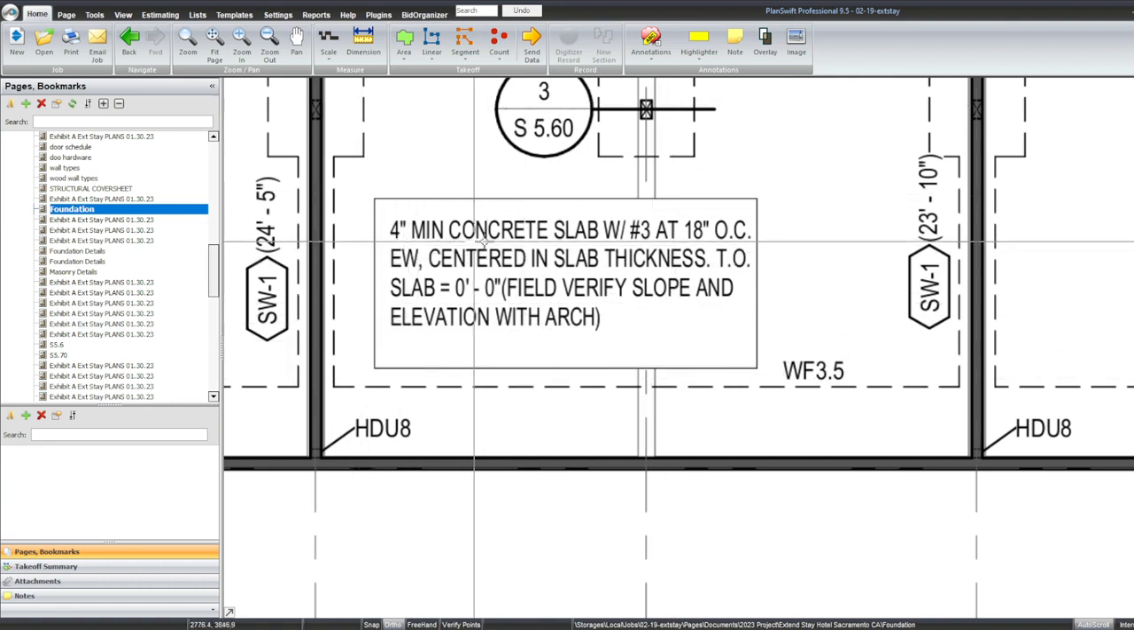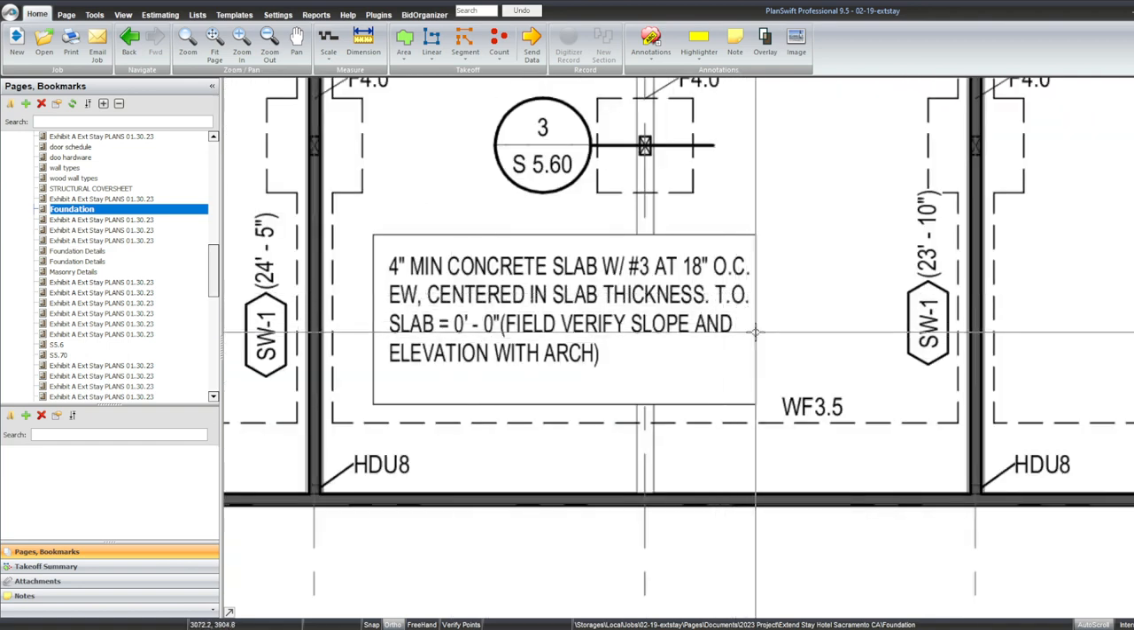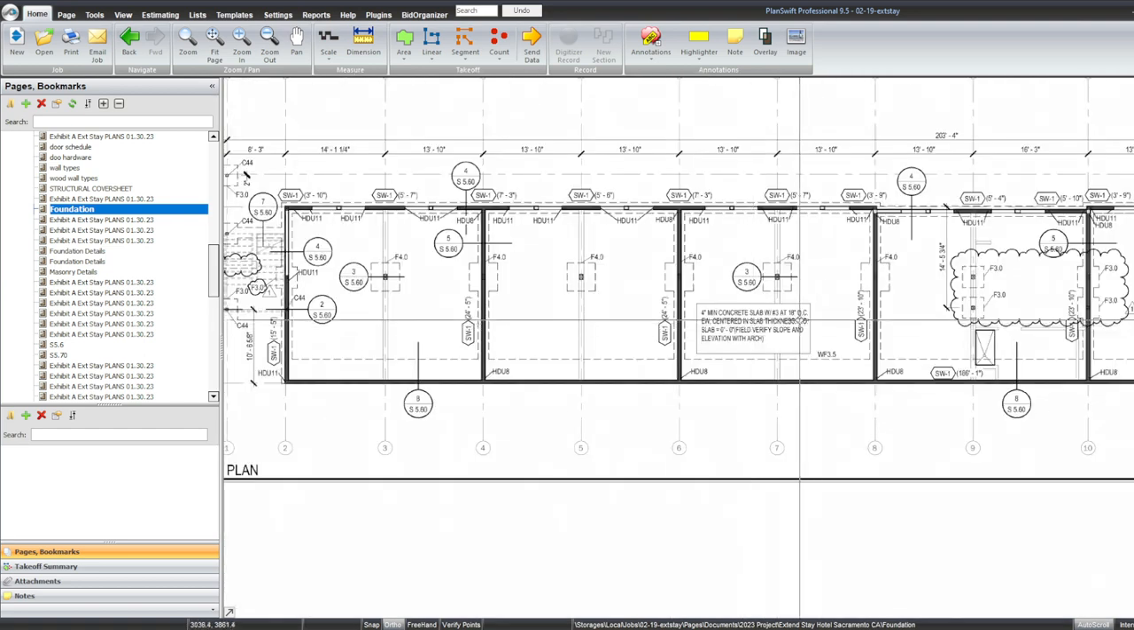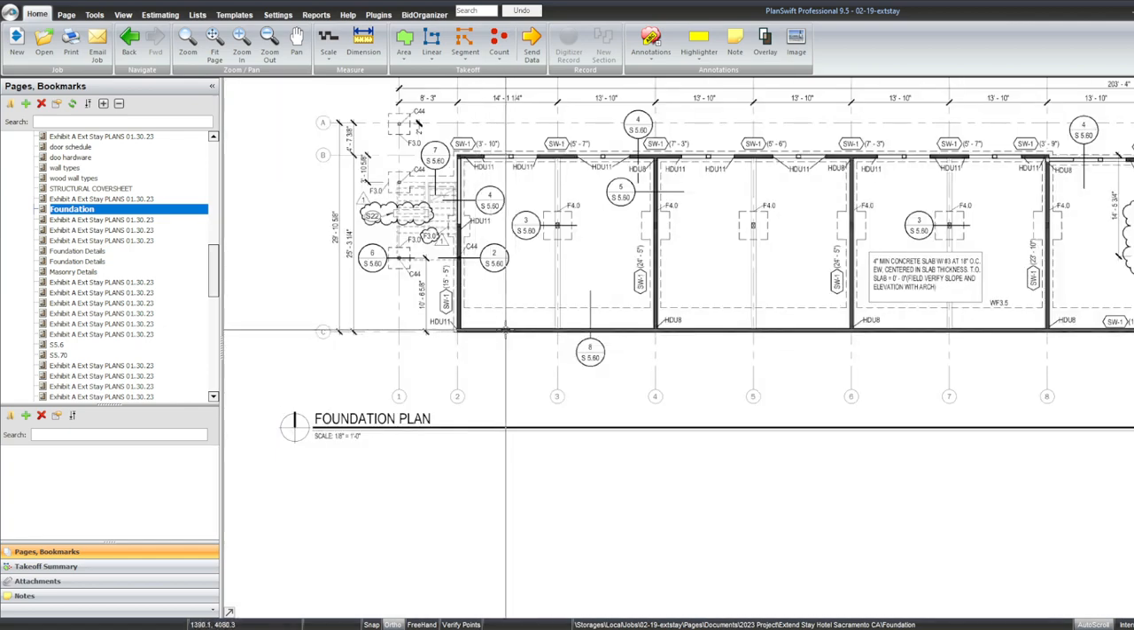It's a 4-inch minimum concrete slab with number 3 at 18 inch off center each way, centered in slab thickness, top to... get what that is out. So what do we mean, at the 18 each way? So this length, times 12 inches gives total inches, divided by 18 tells us how many locations to put the rebar that way.